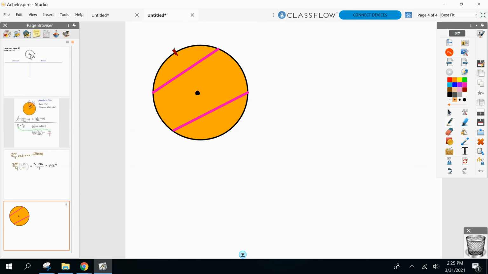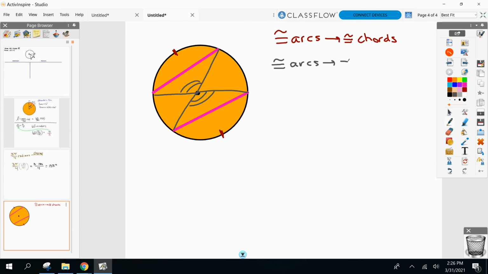If I know the arcs are congruent, I now know the chords are congruent to each other. All right, there's one fact. Congruent arcs imply congruent chords. All right, let's keep going. Let me keep the arcs congruent. If the arcs are congruent, so are the central angles, remember. Same thing. Congruent arcs imply congruent.